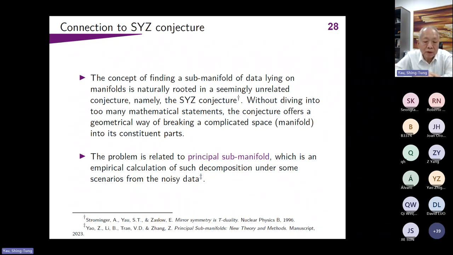The problem is related to principal submanifolds, which is an empirical calculation of such a decomposition under some scenario from noisy data. The SYZ paper appeared in 1996 in Nuclear Physics B, and the other part of the work was by Shing-Tung Yau.